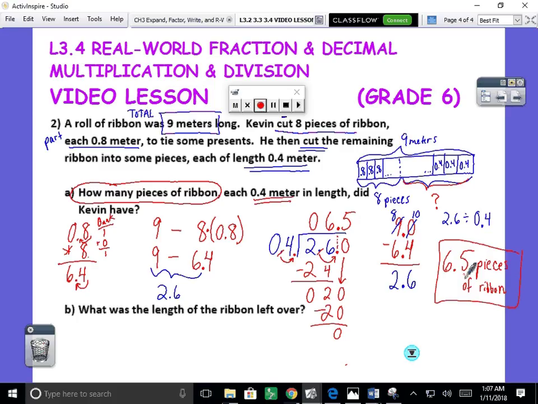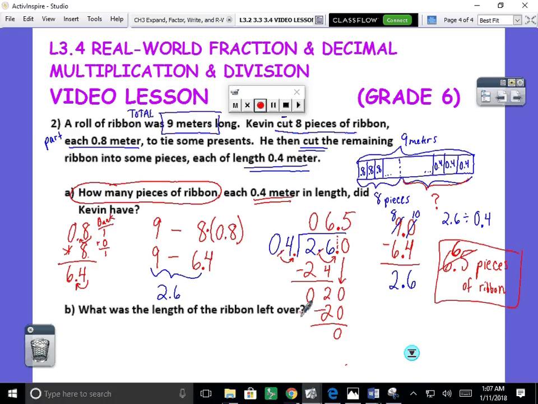So in fact, I'm going to change this. I don't think I'm going to say he has 6.5 of those lengths. I think I'm going to say he has 6 whole pieces. So we're going to change this to just a 6. He has 6 pieces of ribbon that met the criteria, that were 4/10 of a meter long. So now it says, what was the length of the leftover ribbon?